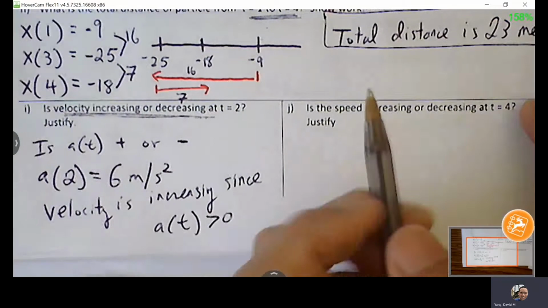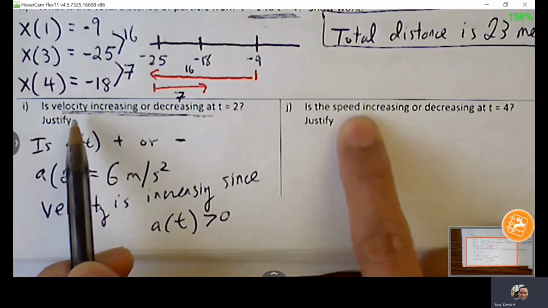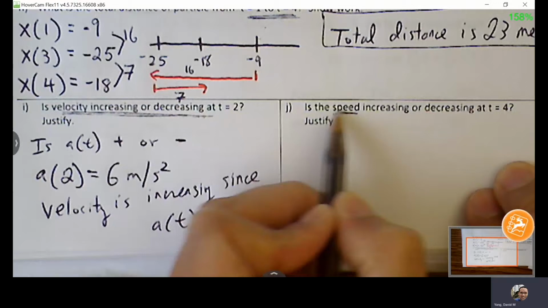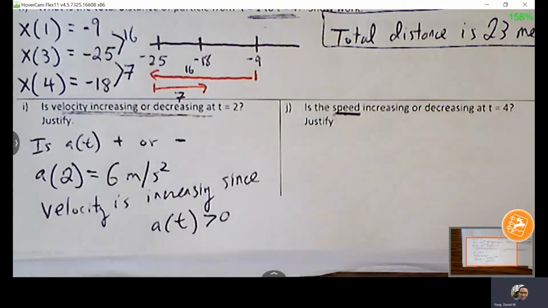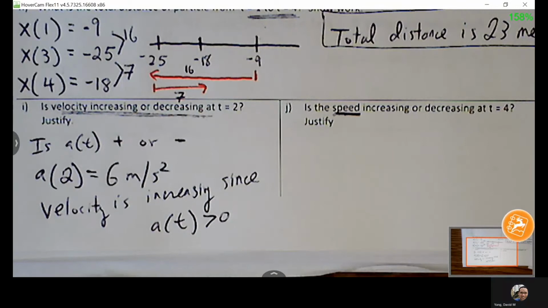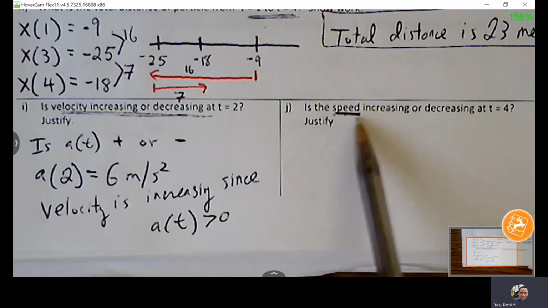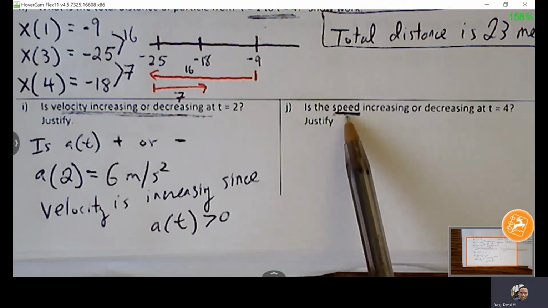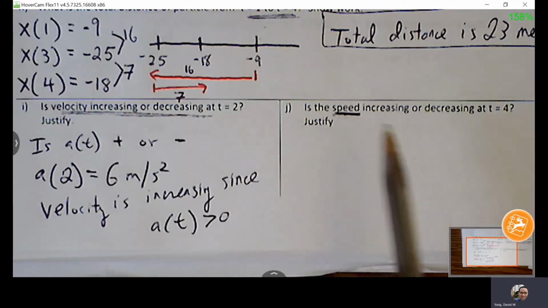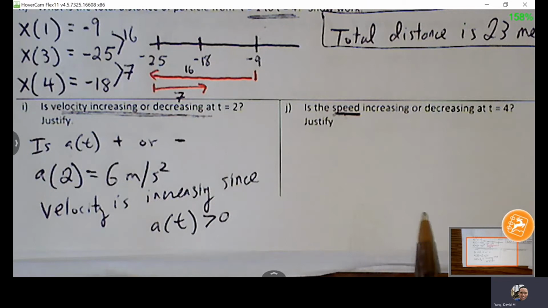And then finally, is speed increasing or decreasing? There's a slight change in the word here, and there's also going to be a very different approach. How do we determine if speed is increasing or decreasing? We have to look at velocity and acceleration and compare the what? Compare their signs, right? So we need to find velocity at 4, find acceleration at 4, look at their signs.